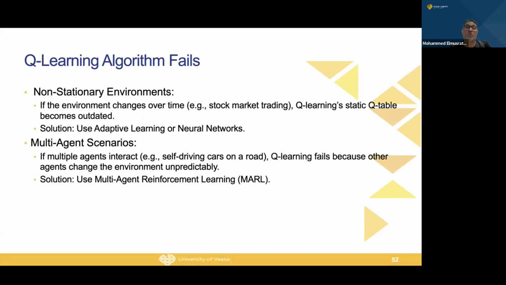Non-stationary environments are also a problem for Q-learning, because in Q-learning, when you complete the off-policy cases, it means you repeat it like 1,000 times, you learn the whole environment, and now you have the optimum movement in that environment. But what if the environment is changing every time? It changes a lot, not a simple change, but in an aggressive way. In this case, it is hard for Q-learning to converge. So we need to use adaptive learning or neural networks as well.